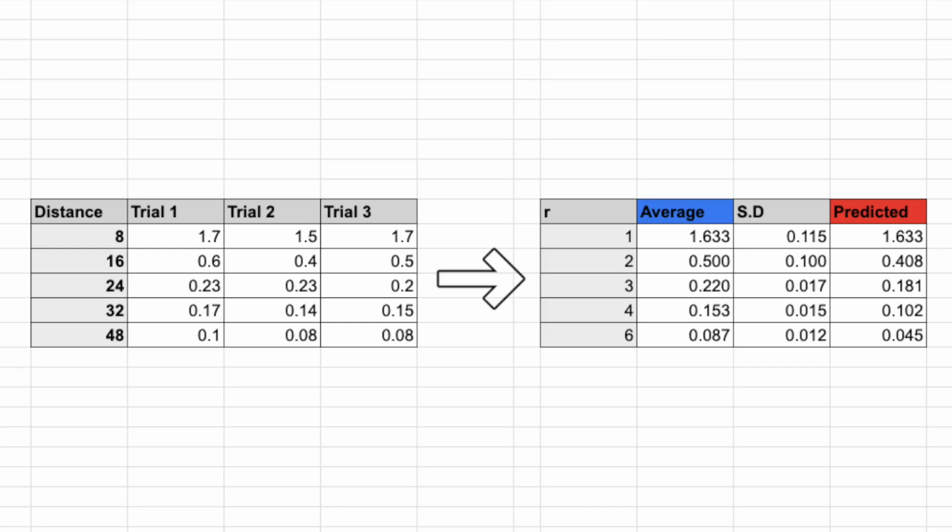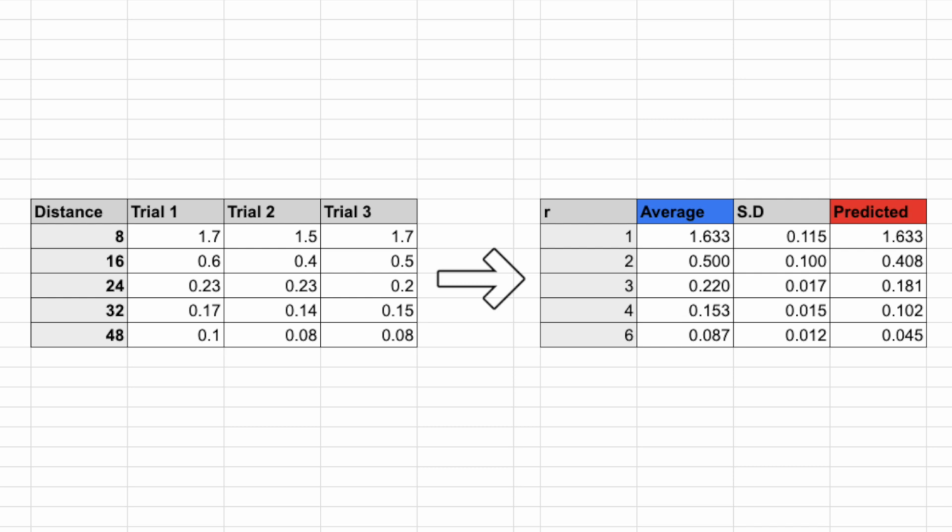To compare our measured data against the inverse square law, we want to create a graph. So we're going to average all of our data and use that to form a line on our graph. And then we're also going to apply the inverse square law to create a prediction of how much radiation we expect at each distance. And this is going to be the second line on our graph.